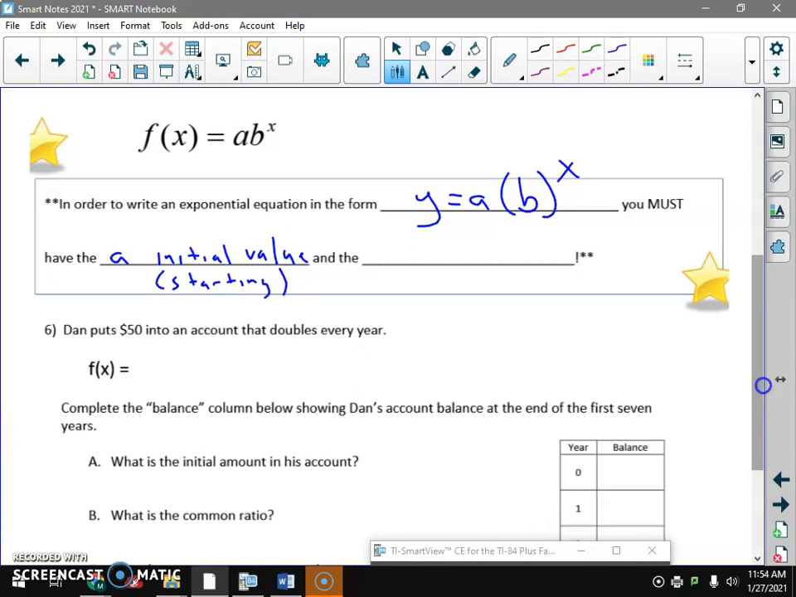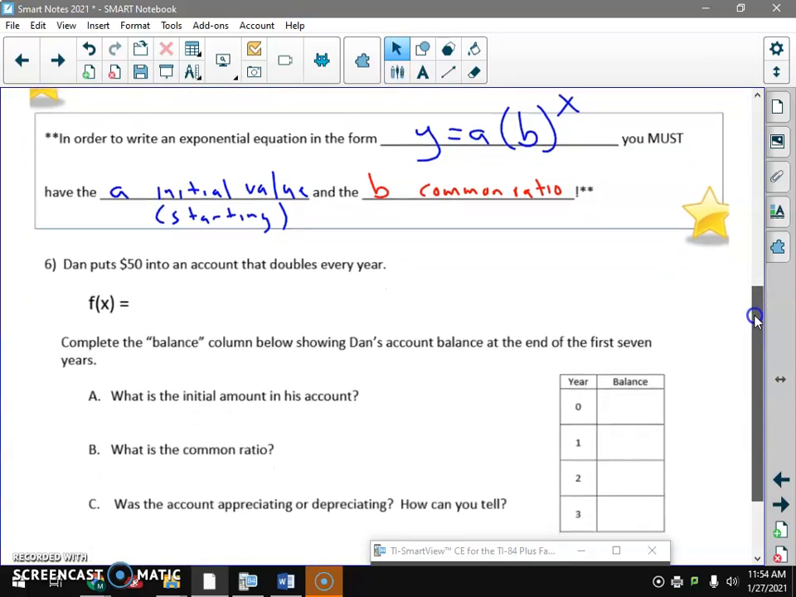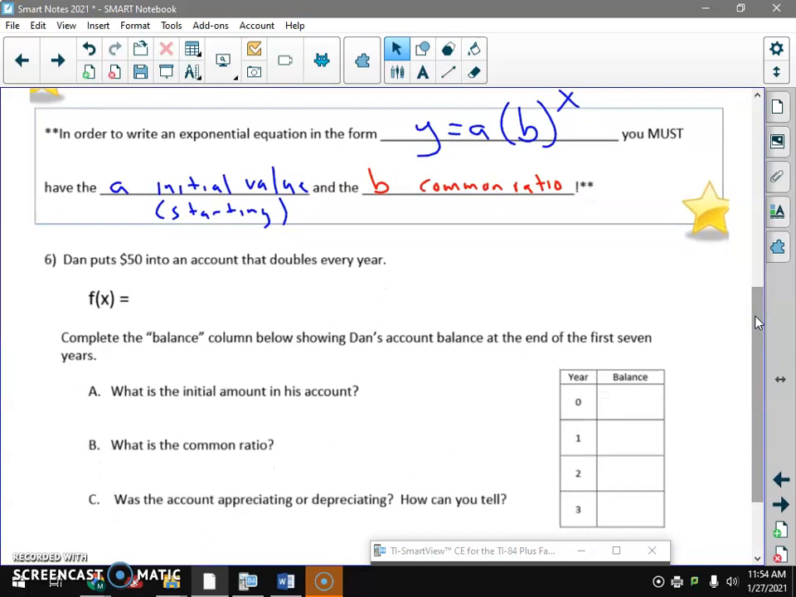And the B, which is the common ratio. All right, so Dan puts $50 into an account that doubles every year. So how much did he first put into his account, his initial or starting value? That's right, A equals 50.